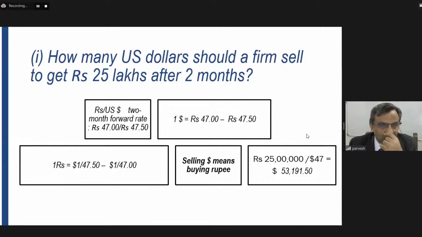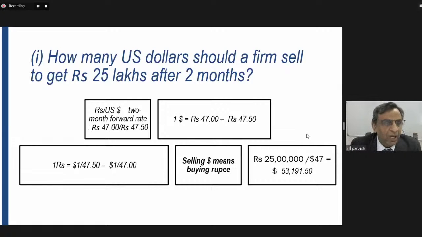So this is the money which he will be getting. This is in dollars. How many dollars should he sell to get 25 lakh rupees? So he needs 53,191 rupees 50 cents worth of dollars to get 25 lakh rupees. Here we multiplied with the ask rate.